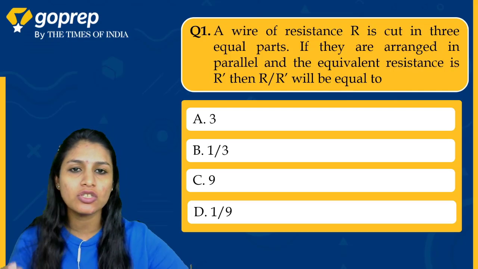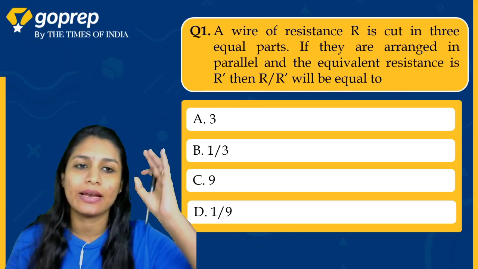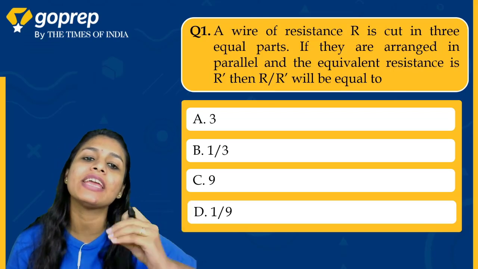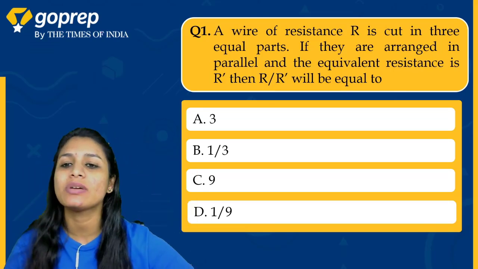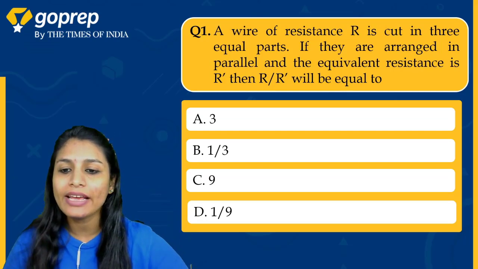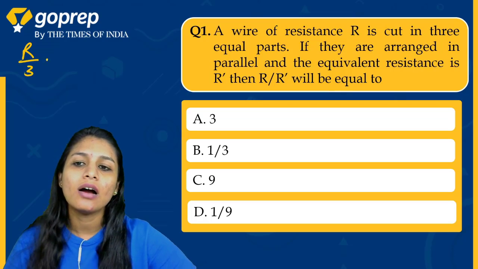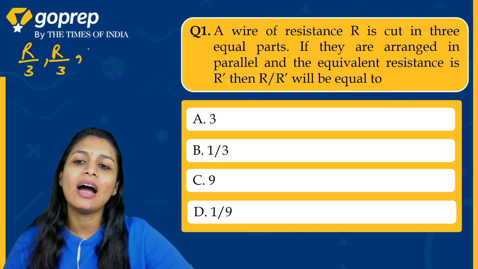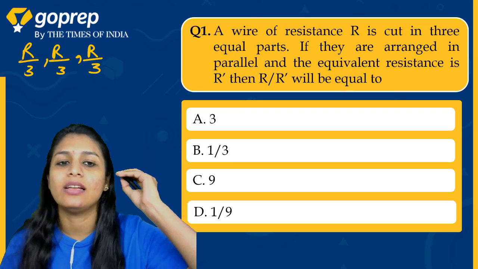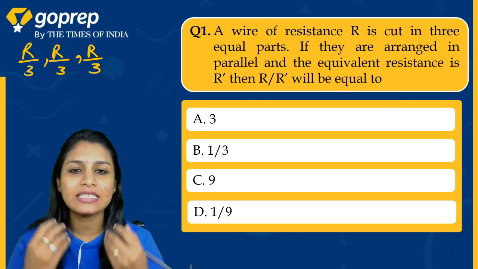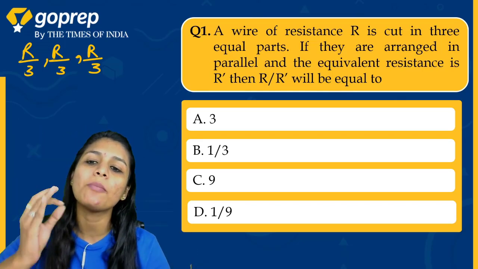Okay, here is the first question. There's a wire whose resistance is R and it is cut into 3 equal parts. तो जब हम R resistance वाले को 3 equal parts में कट कर देंगे तो हर एक पार्ट का resistance कितना हो जाएगा? R by 3, R by 3 and R by 3. Okay. If they are arranged in parallel and the equivalent resistance that we get is R dash, then what will be the ratio of R upon R dash?